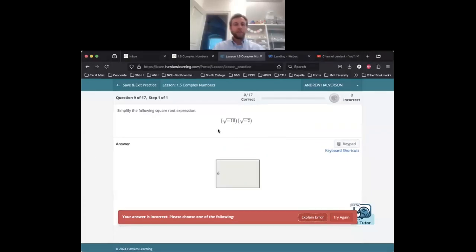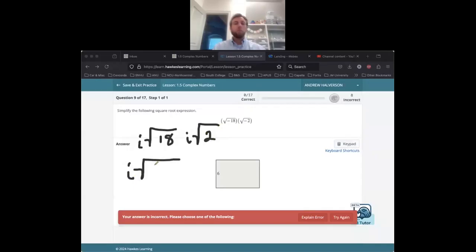Okay. So, here we go. I times the square root of 18. I times the square root of 2. Multiply the two i's to get I squared. Multiply the 18 and 2 inside the radical, but keep it inside the radical.